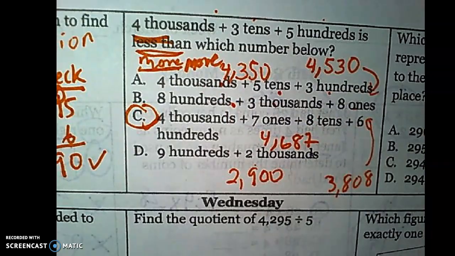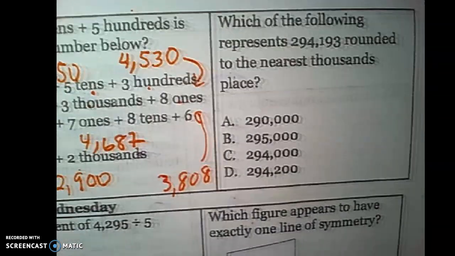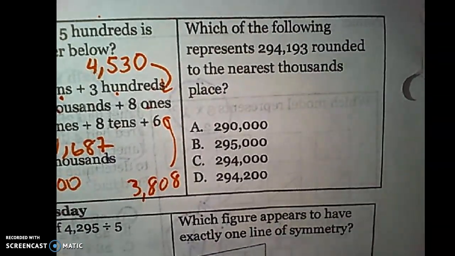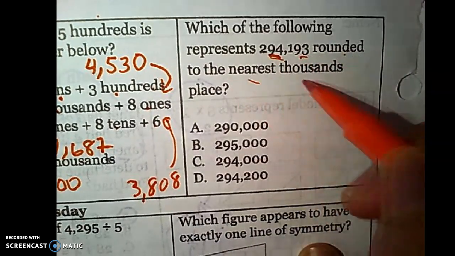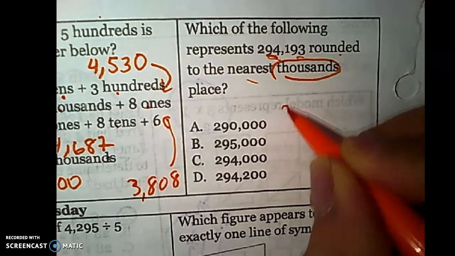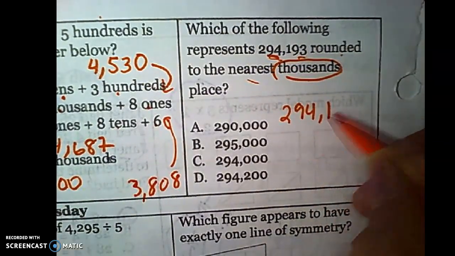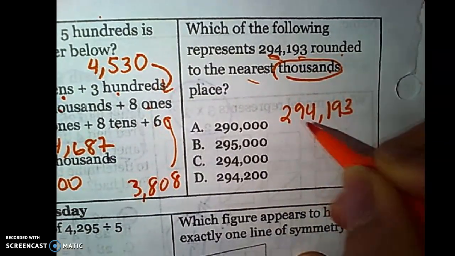Okay, let's look at the last question. Which of the following represents 294,193 rounded to the nearest thousands place? So let's go ahead and write that out. Rounded to the nearest thousand.